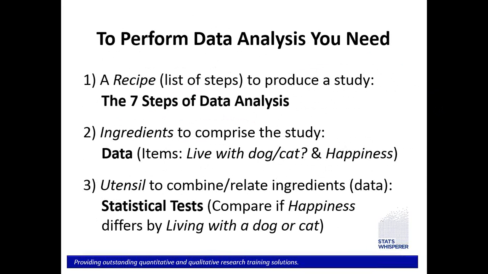Now, if you have ingredients for a cake and you leave them sitting on the counter, they're not going to make the cake. And that's the same thing with data analysis. If you have the ingredients for a study, that's not the study itself. You need something to combine the ingredients. So number 3, for a quantitative study, you need the utensils to combine and relate the ingredients, just like the hand mixer for a cake. But for data analysis, it's the statistical tests. So to compare happiness, whether you live with a dog or a cat, and see who's happier, you'll use a statistical test. So you need the same 3 elements for each.